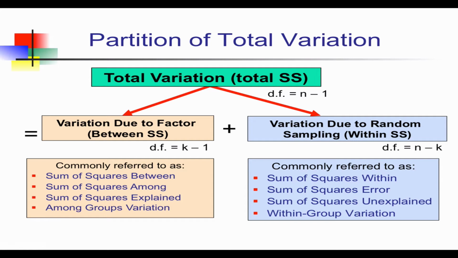And sometimes we have different names. We can call that sum of squares between. We can call it sum of squares among groups, sum of squares explained by groups, or among group variation. So there are different names, but essentially they mean the same thing.